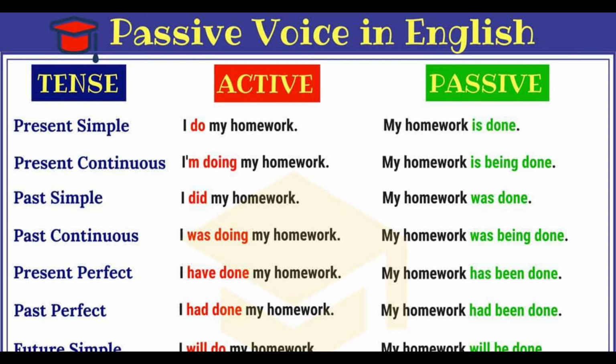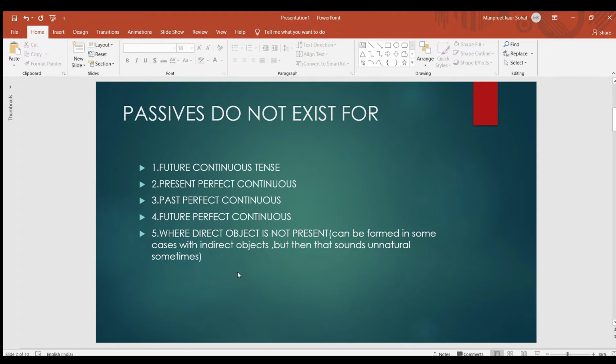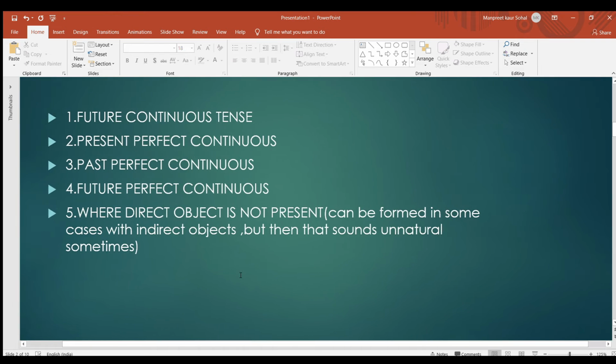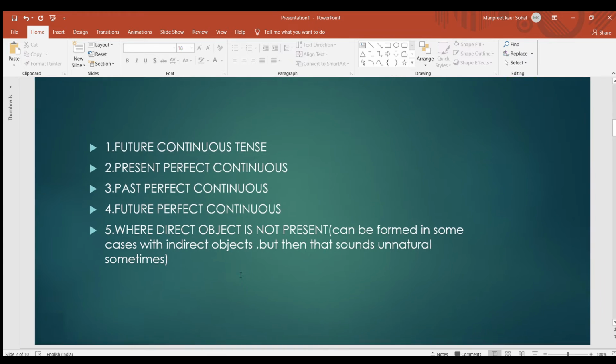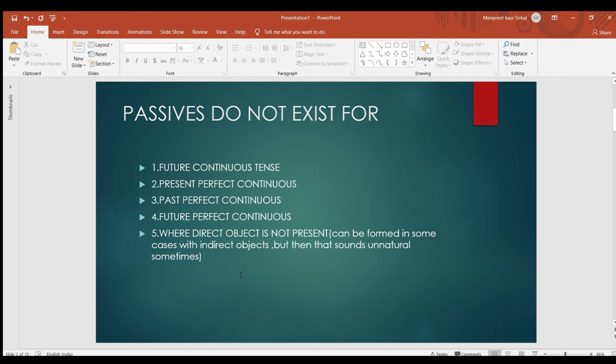Alright, now let's get started with the lessons. Also, we need to understand that passives do not exist for these types. Number 1, future continuous tense. Number 2, present perfect continuous tense. Past perfect continuous, future perfect continuous, and where direct object is not present. See, in some cases it can be formed, but sometimes it sounds unnatural. So, in grammar books, you will not find passives for these when direct object is not available.